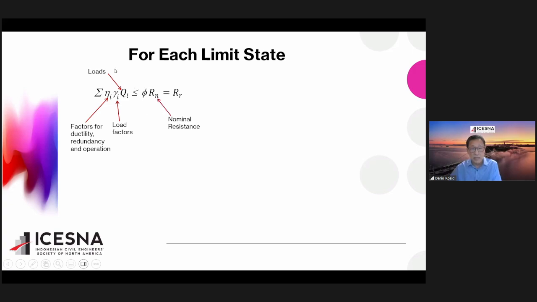So this is the loading side and this is the resistance side. Rn is the nominal resistance, or ultimate resistance, and phi is the resistance factor that you apply to the nominal resistance. The multiplication of these two is called the factored resistance. So basically, AASHTO is saying that your factored resistance has to be bigger than the factored load. That's just common sense. Your load has to be smaller than your resistance to have a stable foundation.